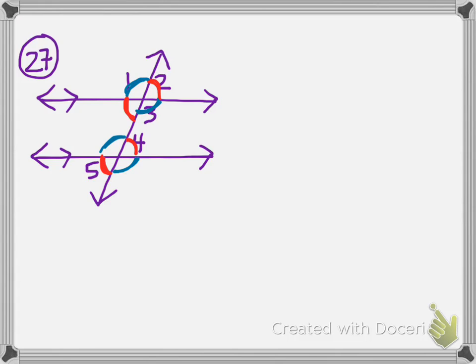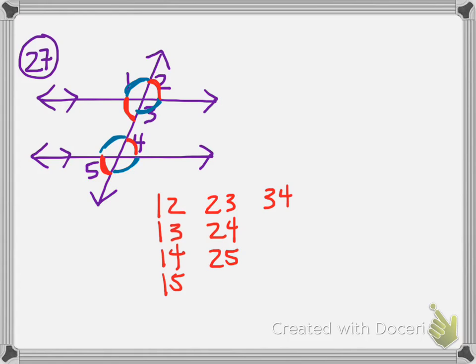So let's go ahead and list all of the possibilities. I said if 2 of the 5 labeled angles are chosen at random, so I'm going to list all the possibilities. I could pair 1 with 2, 1 with 3, 1 with 4, 1 with 5. Or I could pair 2 with 3, 2 with 4, 2 with 5. Or I could pair 3 with 4 or 3 with 5. Or I could pair 4 with 5. So I've got 1, 2, 3, 4, 5, 6, 7, 8, 9, 10 possibilities. That's going to be our denominator.